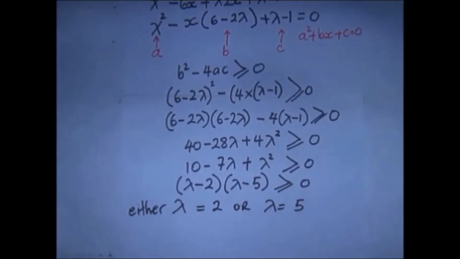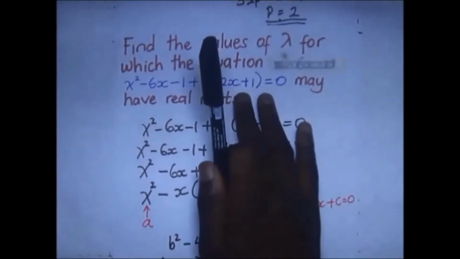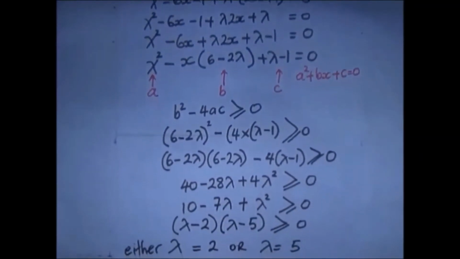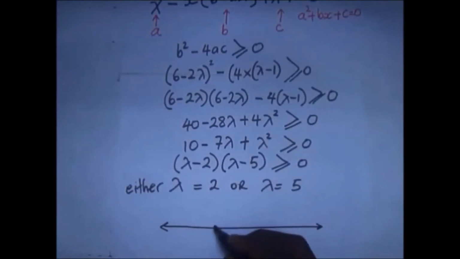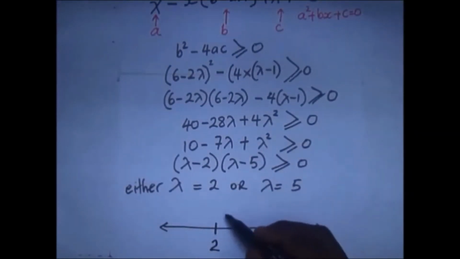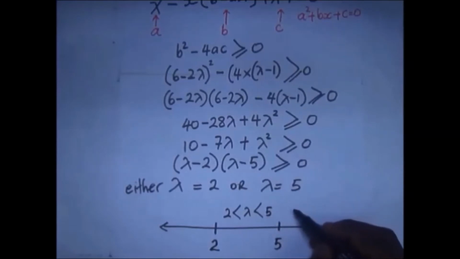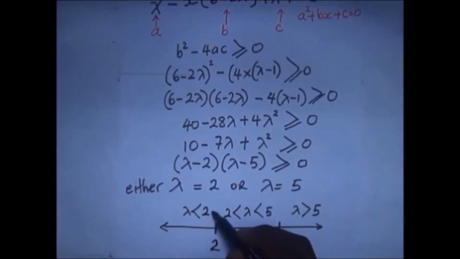As far as our question is concerned, we find the values of lambda for which this equation may have real roots. So we are supposed to test for which range will satisfy that equation to have real roots. So we have here that the value of lambda is 2 less than lambda less than 5. Here we have that the value of lambda is greater than 5. Then the value of lambda here is less than 2.